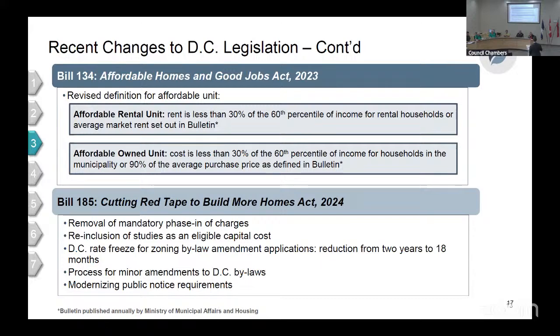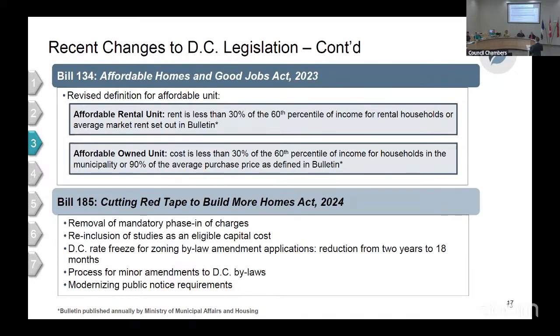Bill 185 then came out in 2024, walked back some of the changes from Bill 23, mainly that phase-in and putting studies back in. And then it changed the process for the rate freeze that's in place. So some of the legislative changes that have occurred since, that were included in your previous background study, was this idea of a rate freeze.